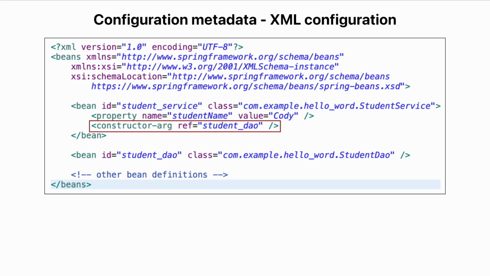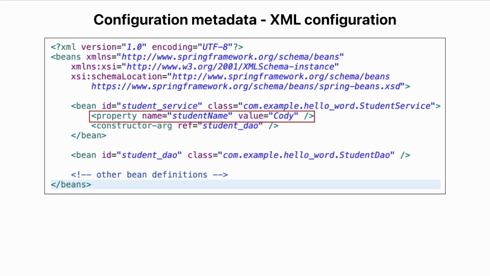Constructor-arg can be used to provide values to the constructor arguments. The values are applied in the order the constructor arguments are mentioned in the bean definition. We can also use the index attribute to specify the order. We can also mention the instance variable name to which the value has to be assigned.